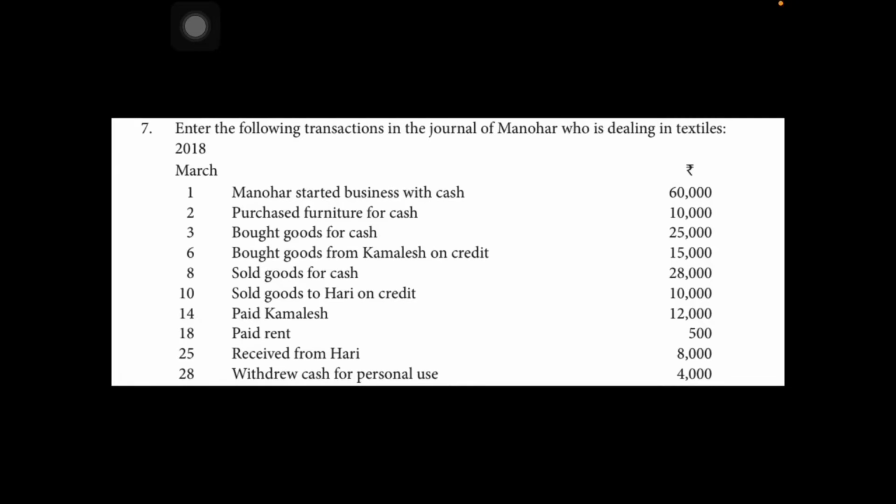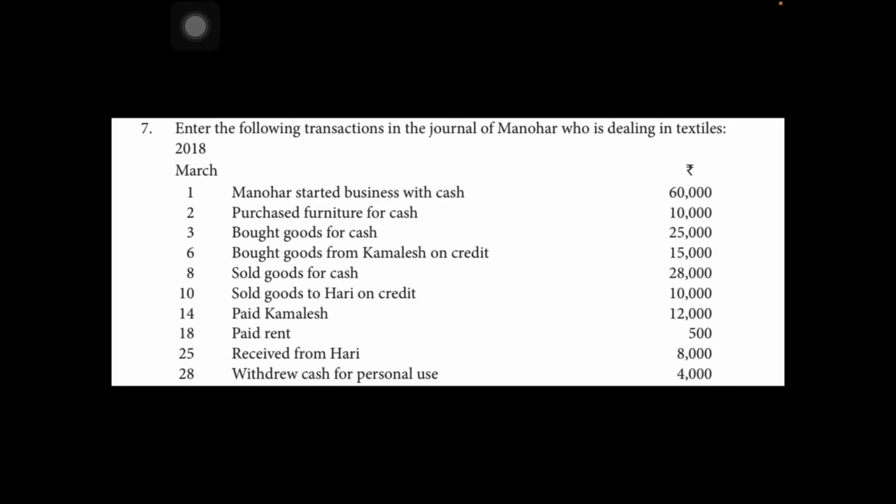Let us discuss now problem number 7. Enter the following transactions in the journal of Manohar, who is dealing in textiles. 2018 March 1st, Manohar started business with cash rupees 60,000. On 2nd, purchased furniture for cash rupees 10,000. On 3rd, bought goods for cash rupees 25,000. On 6th, bought goods from Kamalesh on credit rupees 15,000.